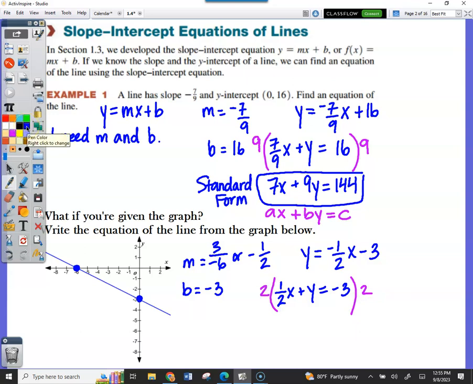Now, what do I need to write for the coefficient of x? What would I end up with? 1. A 1, but do I want to write 1x? No. We don't want to have to write 1x.